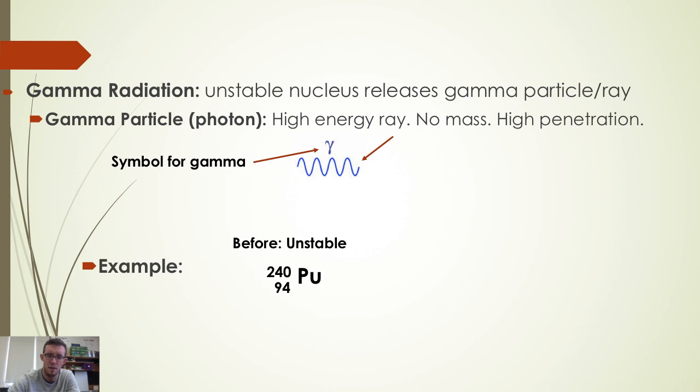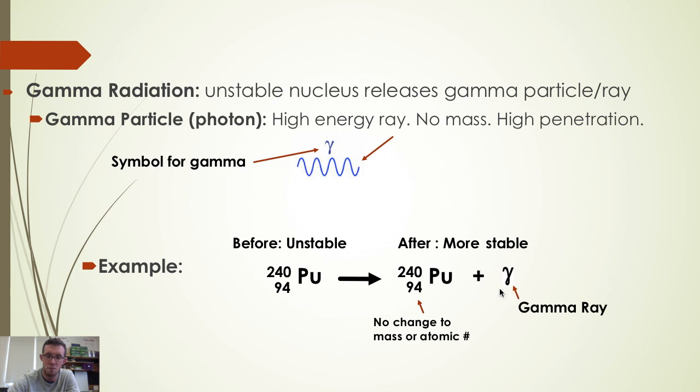An example of gamma radiation can occur with plutonium-240, which again is a very unstable isotope of plutonium. During gamma radiation, to stabilize, the plutonium will release a gamma ray. However, because the gamma ray has no mass to it, the plutonium nucleus is completely unchanged. There is no change to its mass or to its atomic number.